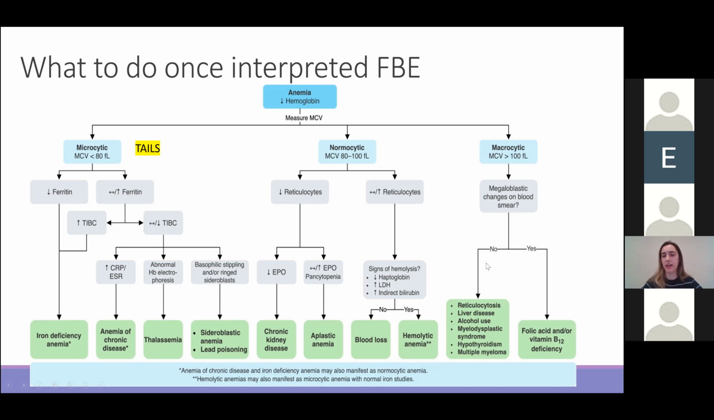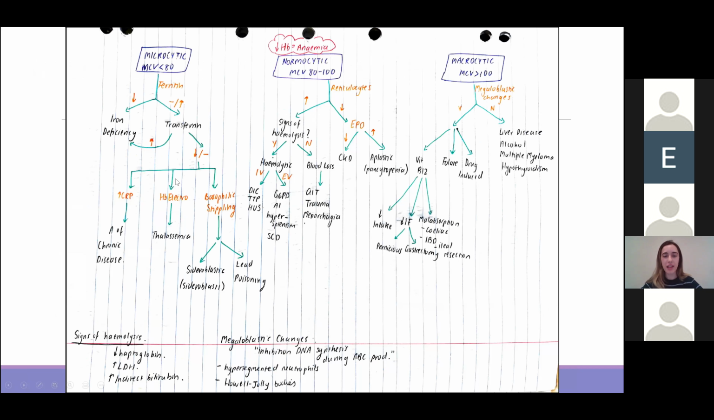And then macrocytic, you separate it into megaloblastic, which just means hypersegmented neutrophils. If you've got them, it's either folate, B12, or a drug that's causing folate or B12 deficiency. Otherwise it's one of these other causes, which is basically everything else with no megaloblastic changes. So this is really core stuff that I would recommend knowing. This is just another version in case that helps.